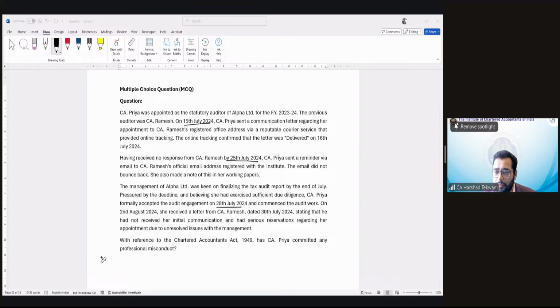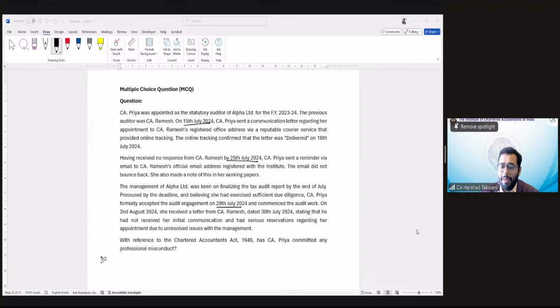Okay, sir. In that case, okay, but she has to wait for some period, right? A reasonable time. See, the thing is that on the 15th she sent the courier, and on the 25th only she followed up. She waited for some time. That is not defined anywhere in this module, I believe. See, it says reasonable time. Again, it is reasonable time.